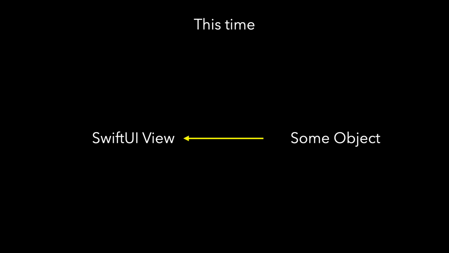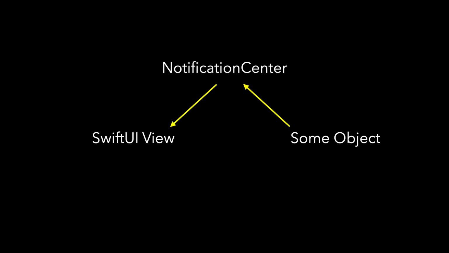But then how will we communicate from some object to our SwiftUI view? We'll use a notification center to do so. Usually you use the notification center to communicate between objects. In our case, we'll just use the notification center within our view model.